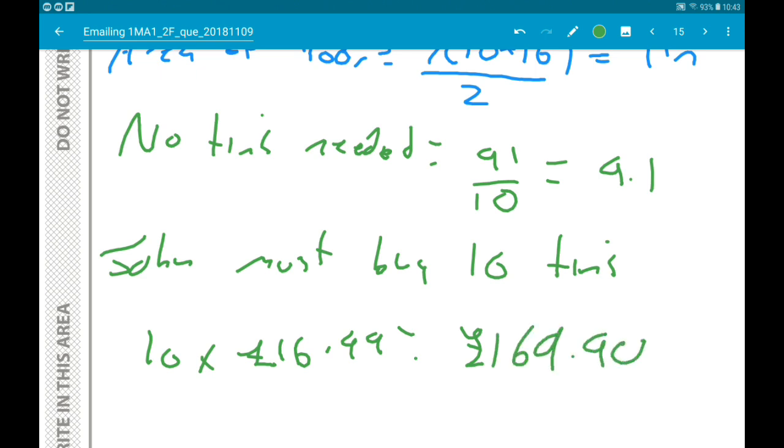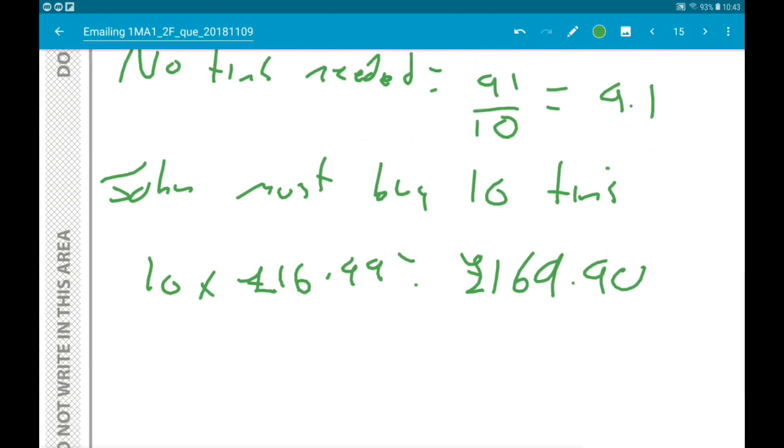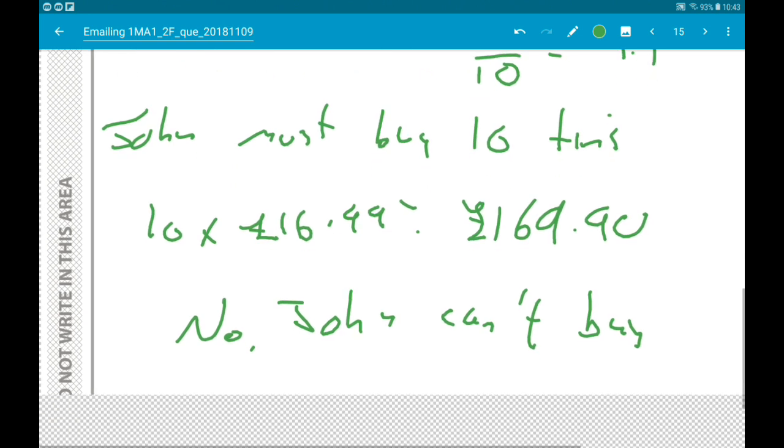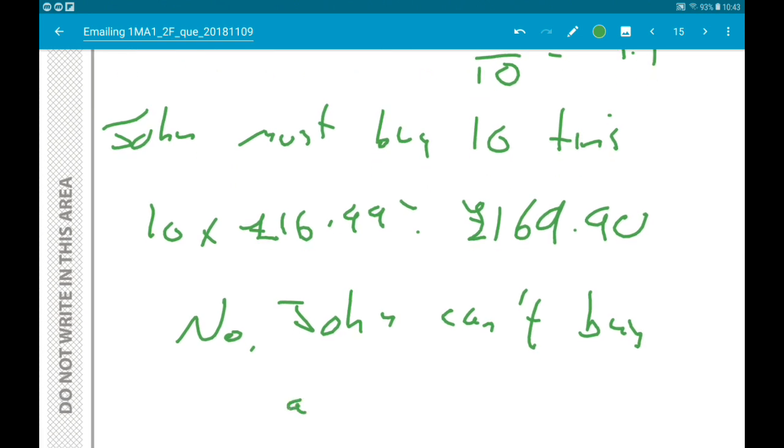John only has £160, so no, John can't buy all the paint he needs.